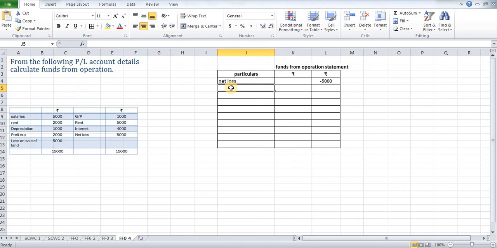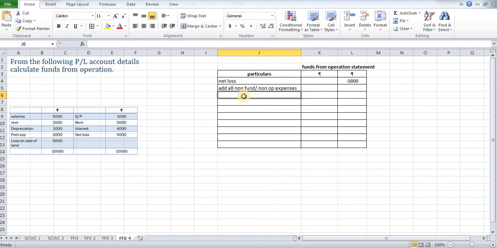Next we will add all non-fund and non-operating expenses. The first item is depreciation. The value is 1000. Next, preliminary expenses. The value is 2000. Next, loss on sale of land. The value is 5000. Now we will total it. The total value of non-fund or non-operating expenses is 8000.